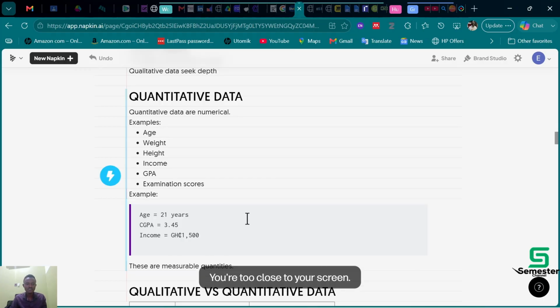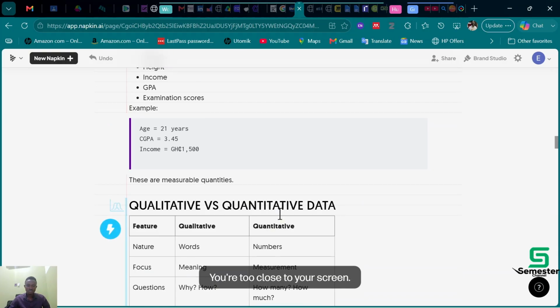For quantitative, we are looking at numerical, right? Numbers. So an example is age. Age is always in number. Weight, the height, incomes, GPA, examination scores, amount of money you spend on something. All of these things are numerical, and they are measurable quantities as well.